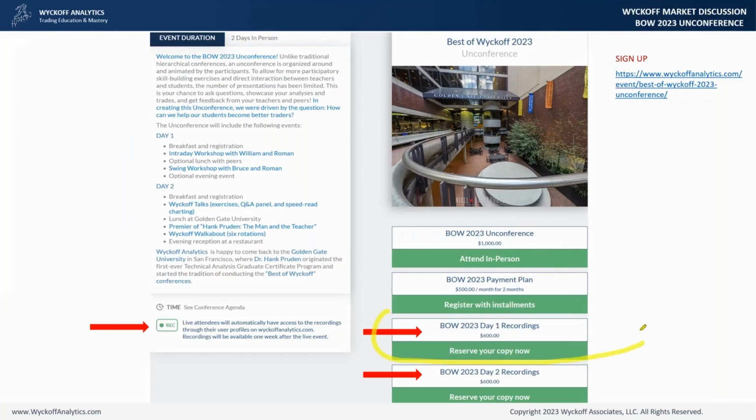Exciting announcement about the bootcamp. I started working together with William on the intraday workshop and with Bruce on the swing workshop. Those are looking very good, guys. This is going to be kind of like a boot camp for you if you want to attend.